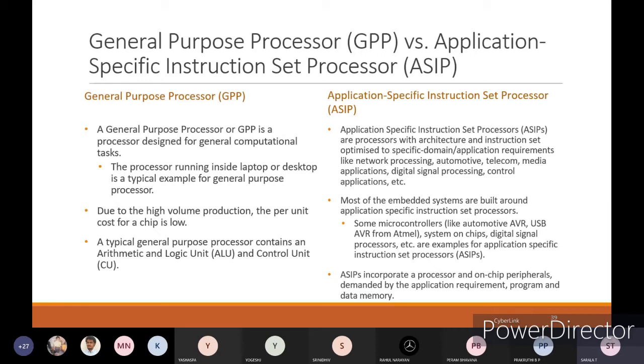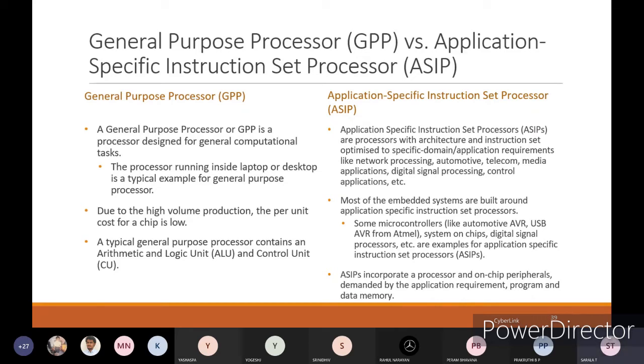If we are going for application specific, most of the embedded systems are built around application specific instruction set processors. Some microcontrollers like automotive AVR, USB AVR from Atmel, system on chip, digital signal processors, etc. are examples of application specific instruction set processors.